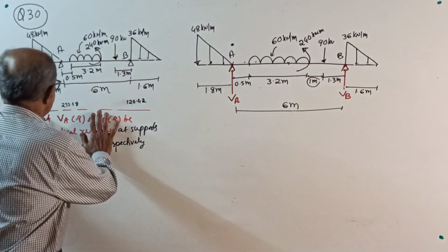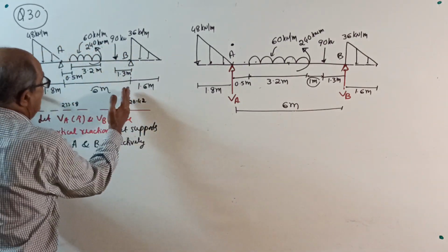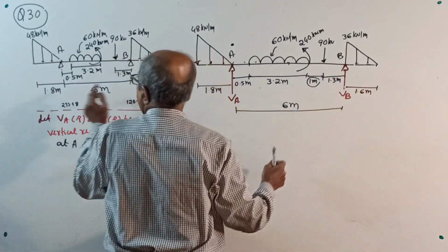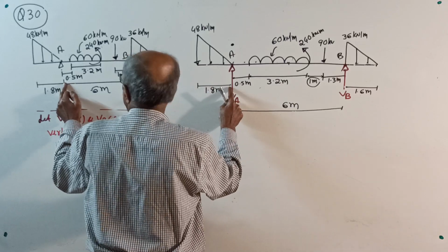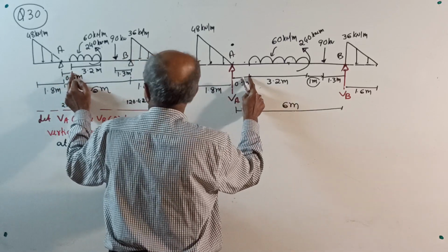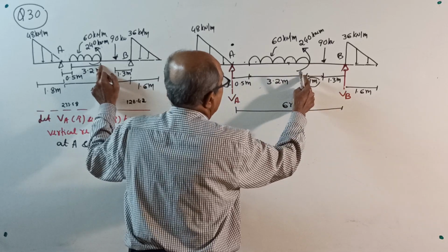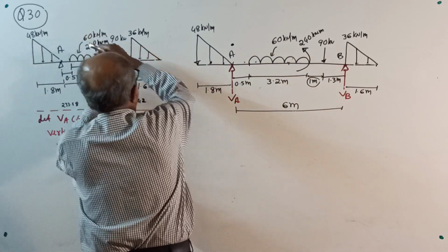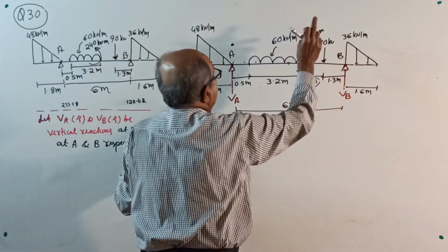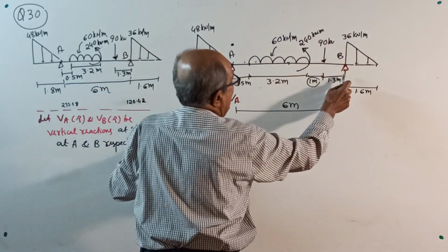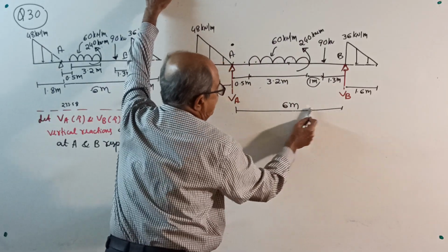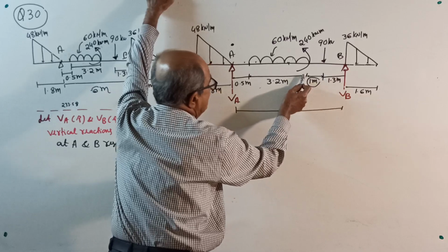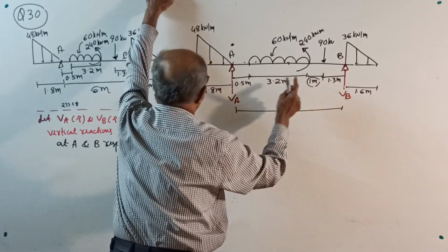Okay. Solution, as usual. Let VA, let VB as usual. Prepare a neat diagram. See, 1.8, 0.5 gap, 3.2 length of UDL, 60 kN per meter. One anti-clockwise couple is given, 240 kilonewton meter. Point load 90 at 1.3. From 6 meter, subtract 0.5, subtract 1.3, subtract 3.2, you will get 1 meter.